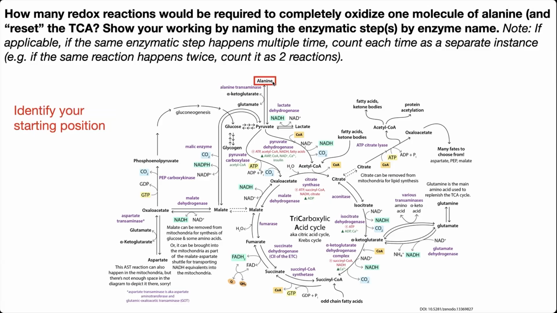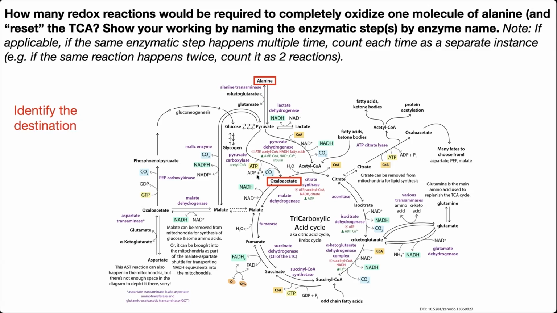Alanine is up here. Alanine has 3 carbons. And alanine can be converted to pyruvate just by transamination. So we just take the amino group off of alanine, we stick it onto alpha-ketoglutarate to give us glutamate. And we're left with pyruvate. And so we can see we're not losing any carbons here. And so if we can remember that pyruvate has 3 carbons, we can remember that alanine has 3 carbons to get rid of. And so now we're at pyruvate.